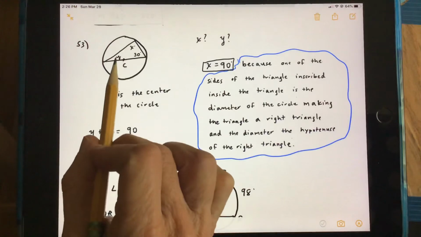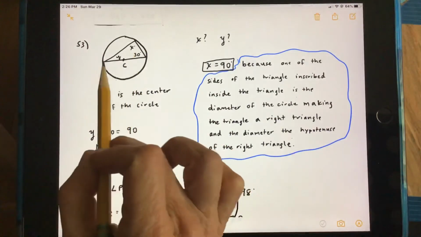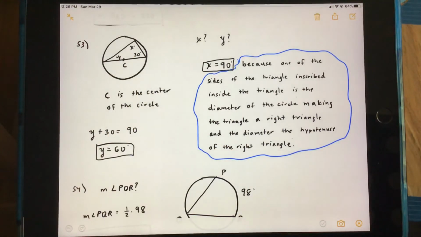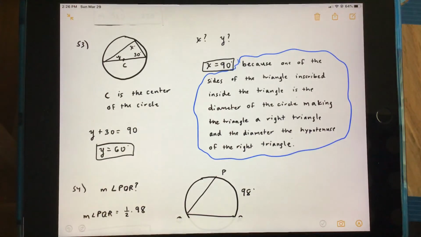Then to figure out what Y is, we'll recall that in a right triangle, the two acute angles must sum up to 90 because the 90-degree angle plus the other two angles, which have to be 90 together, will have to add to 180, the total number of degrees in a triangle. So to figure out our Y, we're going to say that Y plus 30 is equal to 90 degrees. Those are the two acute angles in that right triangle added together to 90 degrees, making those complementary angles. We solve for Y and we get Y is 60 degrees.